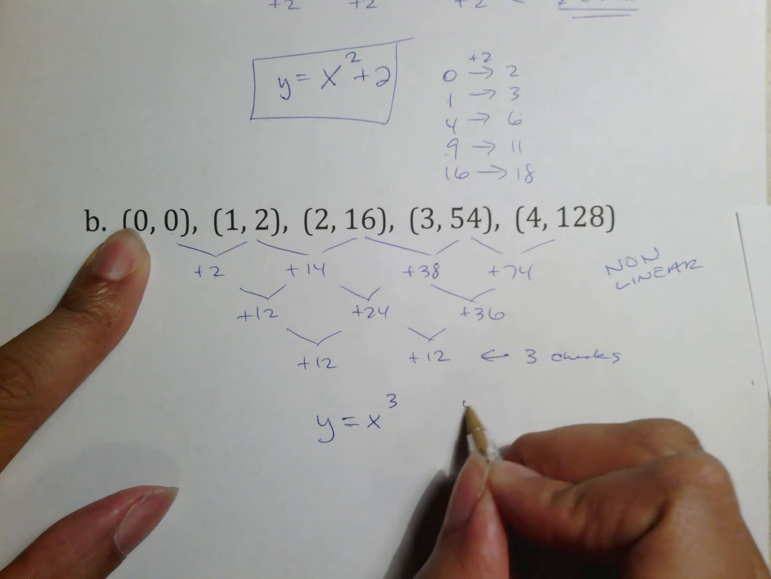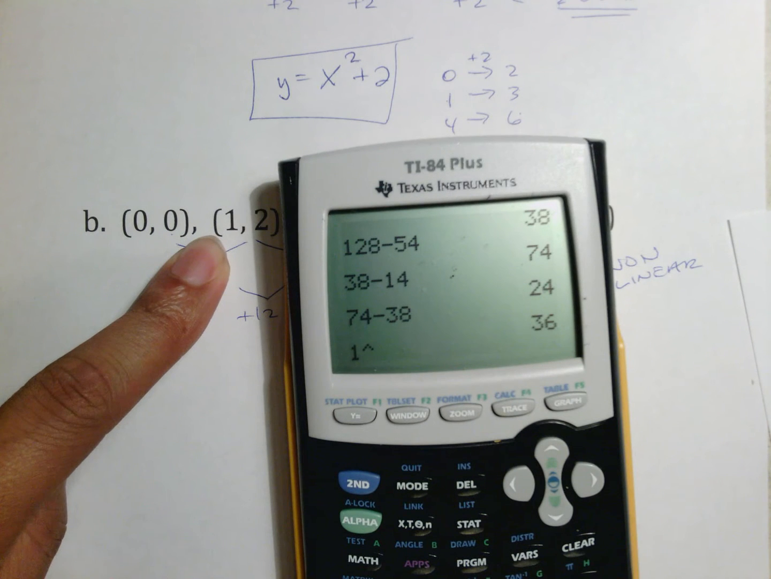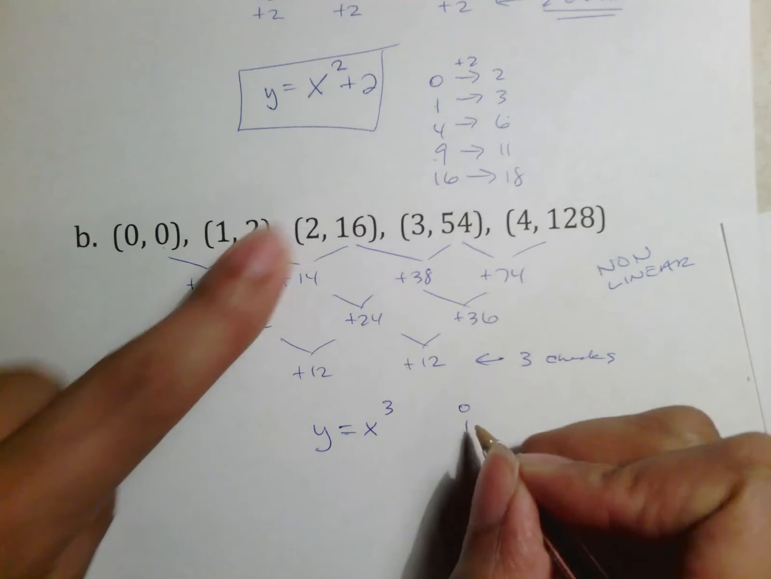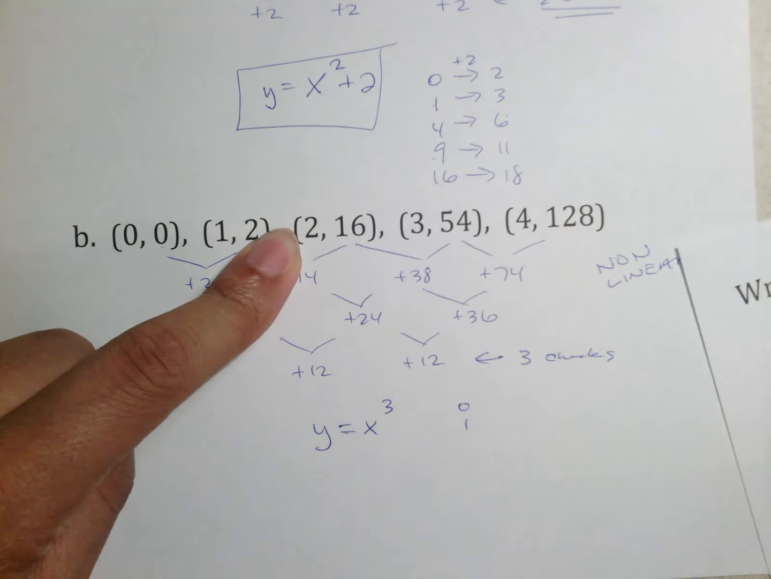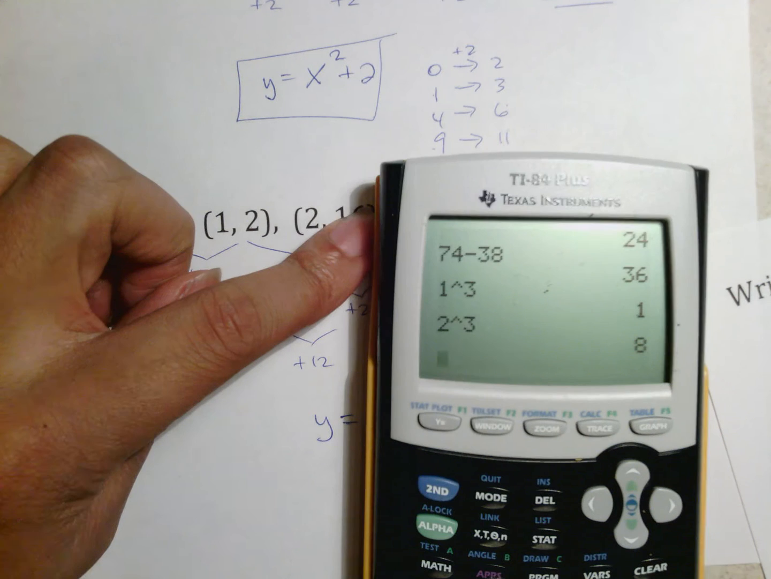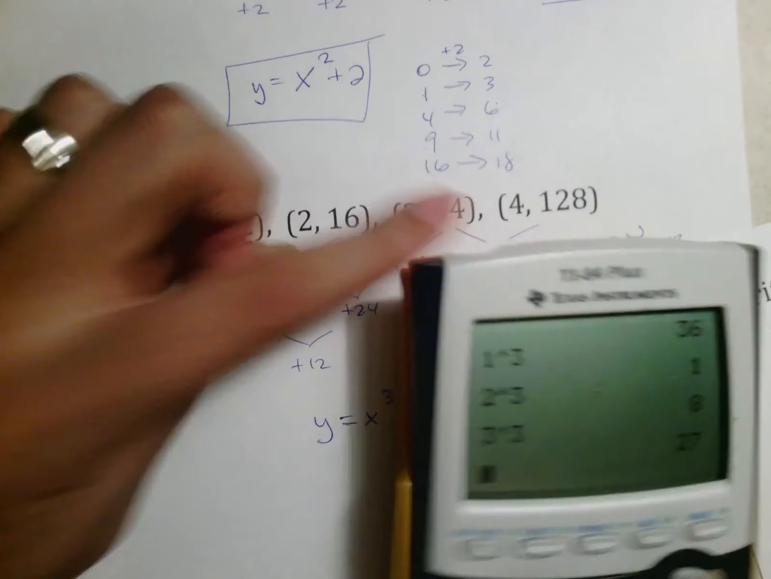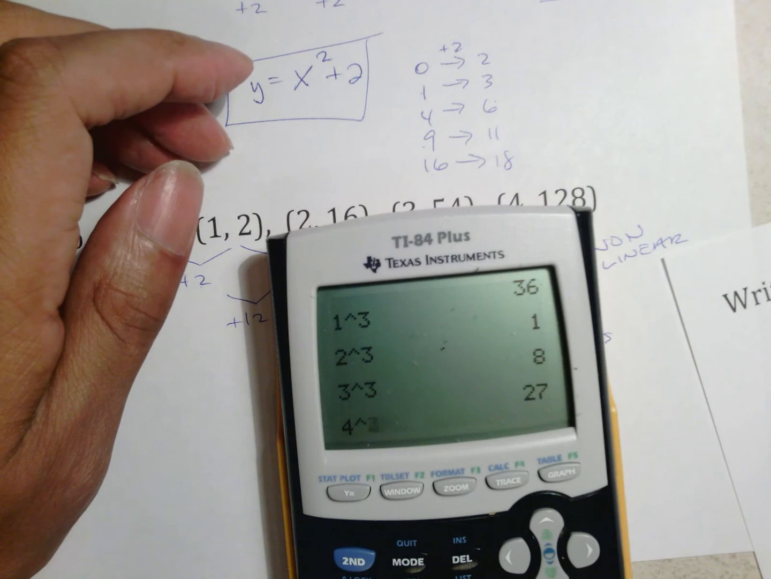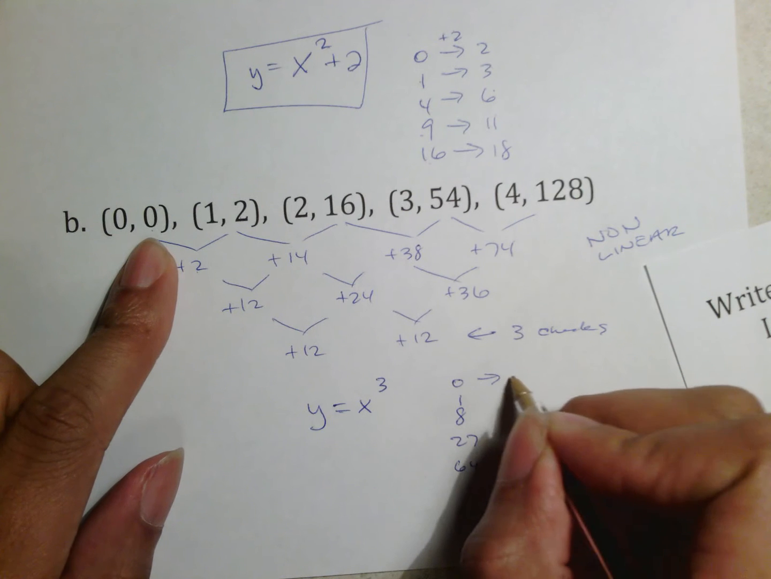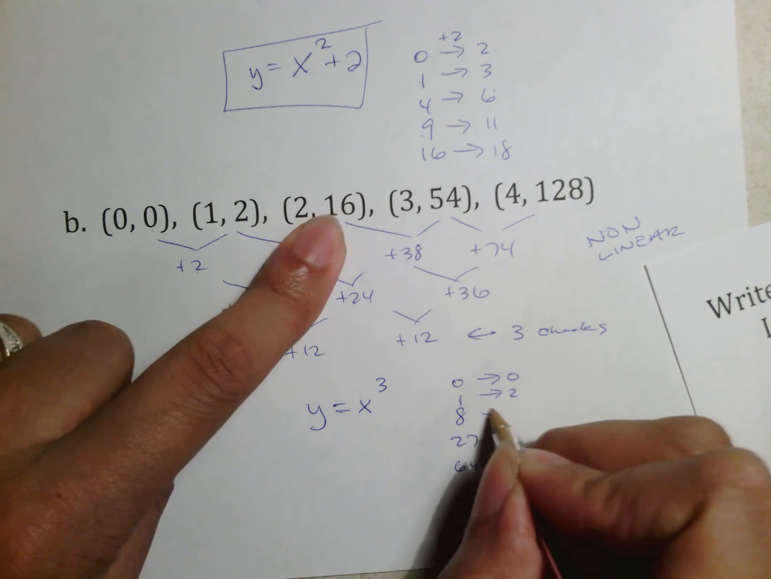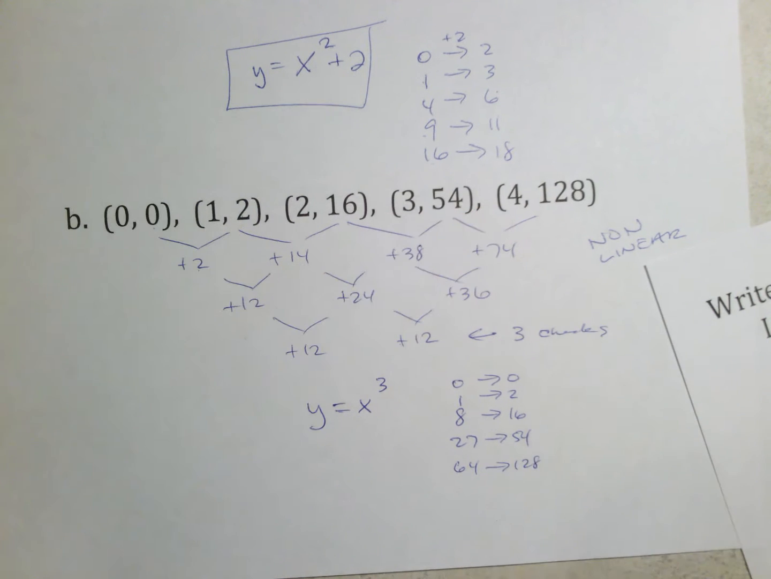0 to the third means 0 times 0 times 0. 1 to the third is 1 caret 3, which is 1. 2 to the third means 2 times 2 times 2, or 2 caret 3, which is 8. 3 to the third means 3 times 3 times 3, or 3 caret 3, which is 27. 4 to the third means 4 times 4 times 4, or 4 to the third, which is 64. We then put these numbers right next to them, so 0, 2, 16, 54, 128.